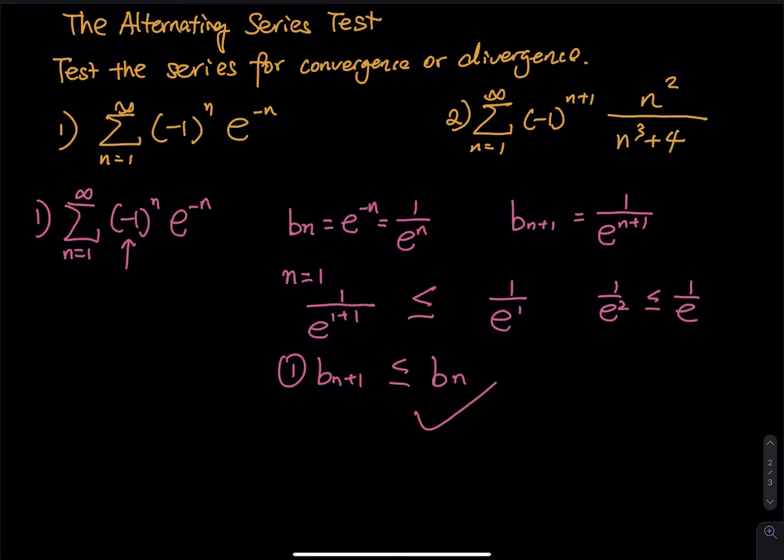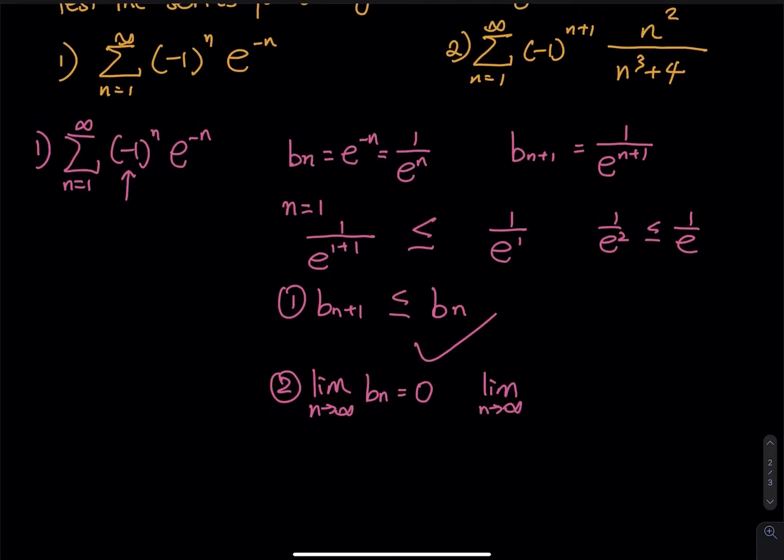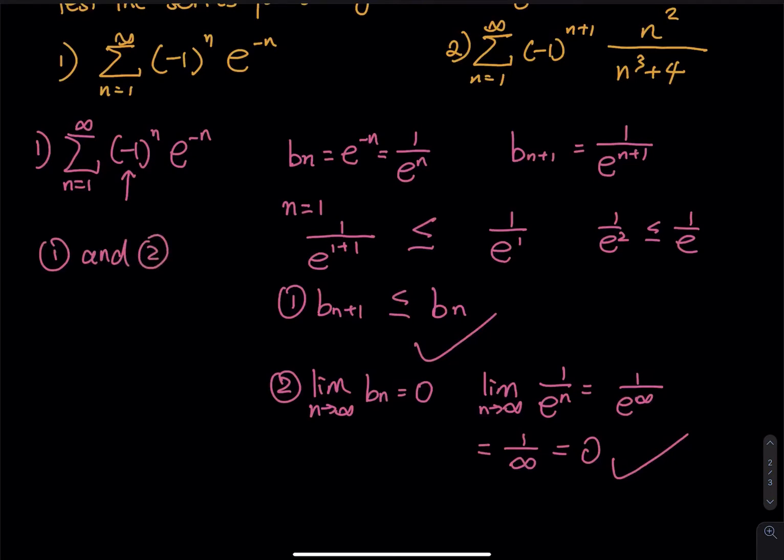Let's move on to number 2. You have to show that the limit as n approaches infinity of bn is equal to 0. So this is the limit as n approaches infinity of 1 divided by e to the n. So that is 1 divided by e to the infinity, which is 1 divided by infinity. That is equal to 0. So since number 1 and 2 are satisfied, this series is convergent. By what test? By the alternating series test.